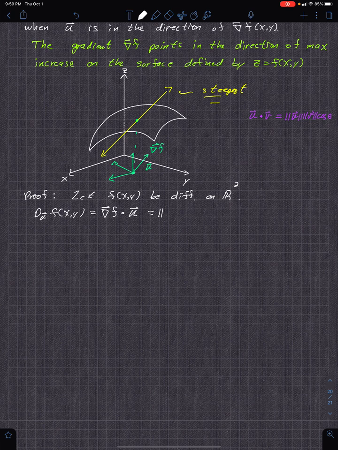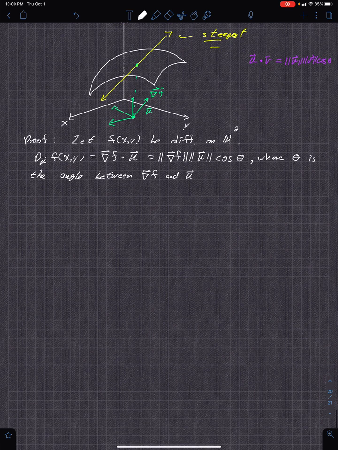So that's magnitude gradient of f, magnitude u, cosine theta, where theta is the angle between gradient of f and u, right? That's what it means when you have that theta.